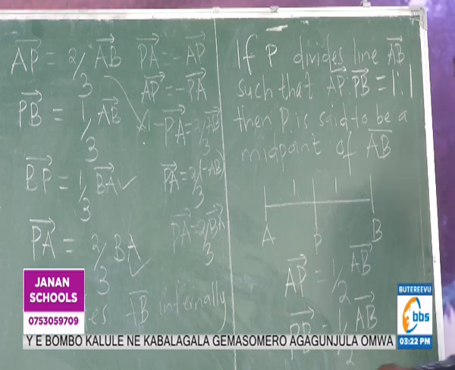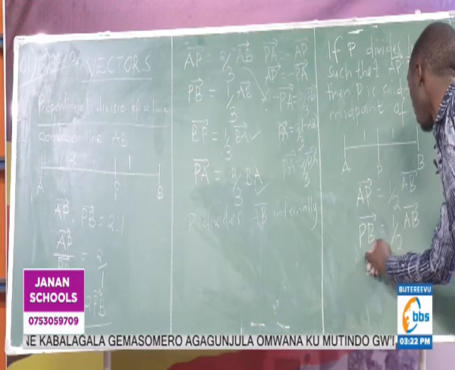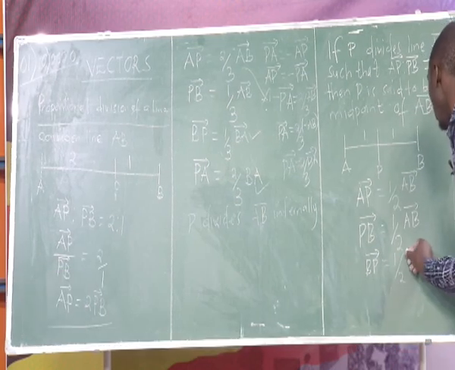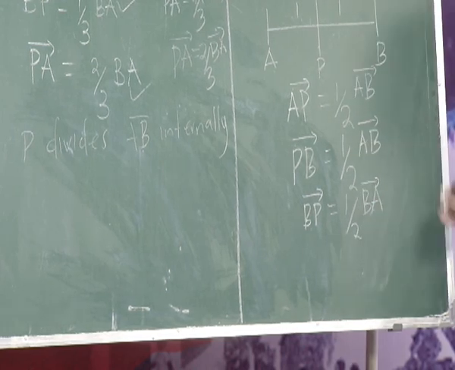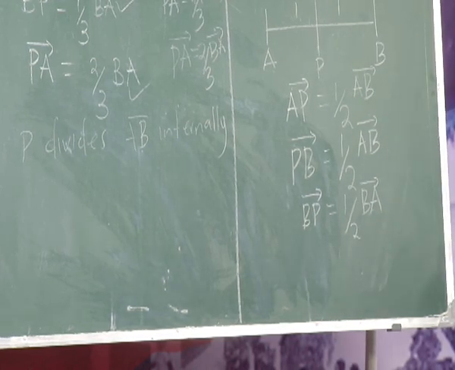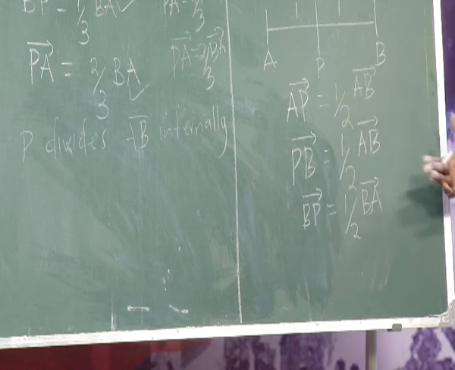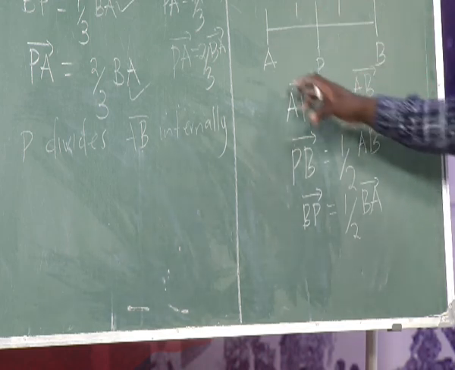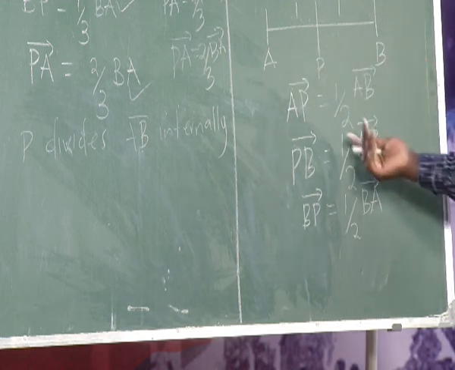So we can say that BP is equal to a half of BA. I wanted these things to be clear to you before we start working out some examples. We need to interpret these questions where they say this is the midpoint. The midpoint divides in a ratio of 1 to 1. So if you want to get AP, it is a half of AB. If I want to get PB, it's still a half of AB.